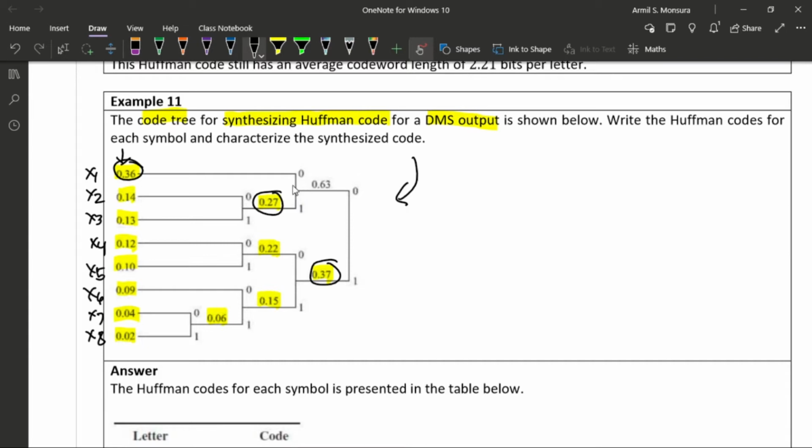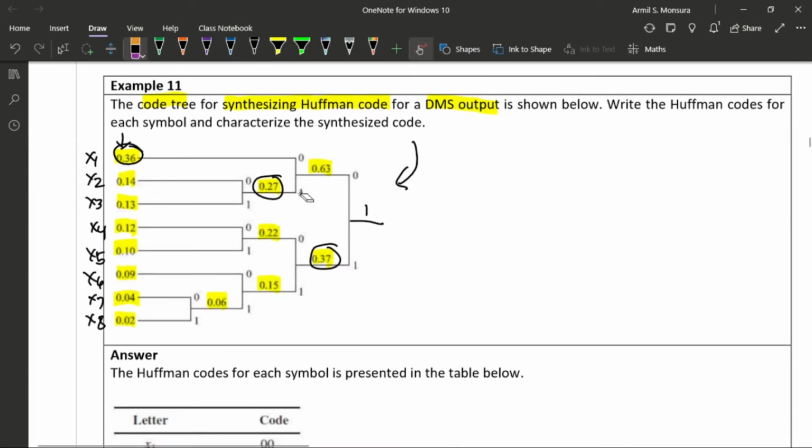Okay? So when we combine them, it would have a total probability of 0.63. Okay, so we assign 0 to the top branch and 1 to the lower branch. And then finally, what we compare is this 0.63 and 0.37. So therefore, we will join them. Taking note that the sum of the probabilities of those two is 1, because 0.63 plus 0.37 is 1. So we assign 0 to the top branch, 1 to the bottom branch. Okay?